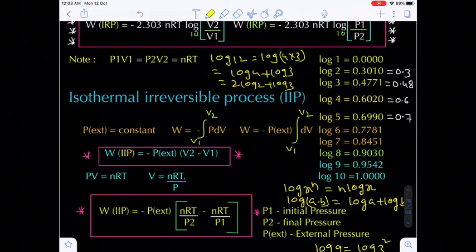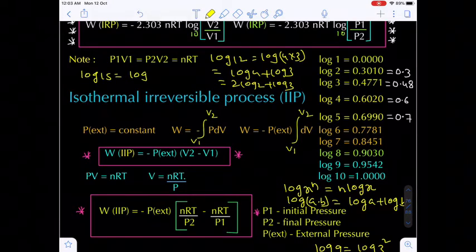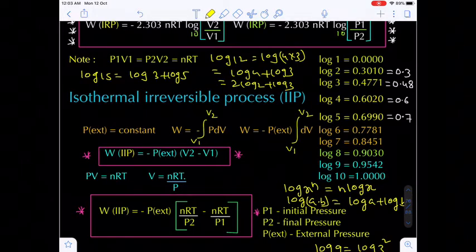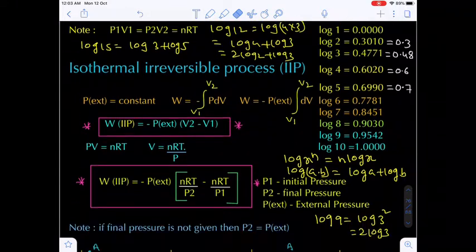Suppose you want to calculate the logarithm 15 value. Logarithm 15 is nothing but log of 3 plus log of 5, because 3 5s are 15. Log AB is nothing but log 3 into 5, which is log 3 plus log 5. Log 3 value is 0.48 and log 5 value is 0.7. With the help of log 3 and log 5, we can find the logarithm 15 value. Are you getting my point?